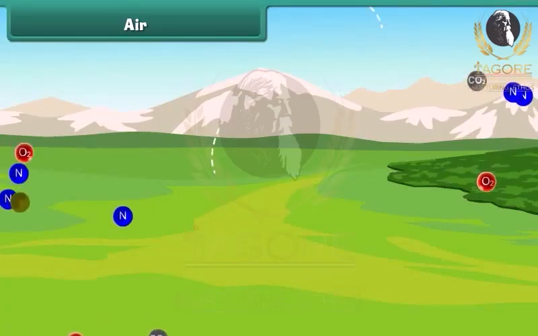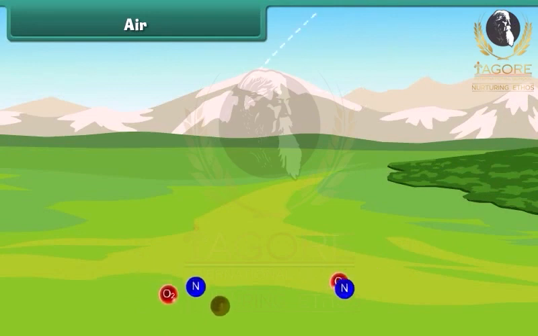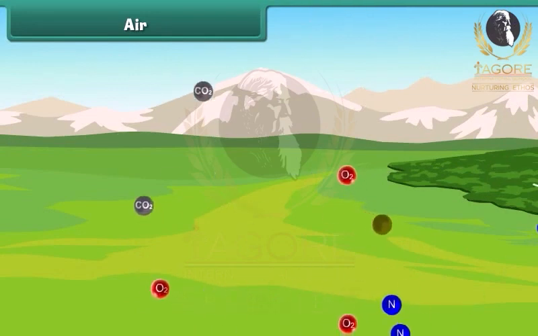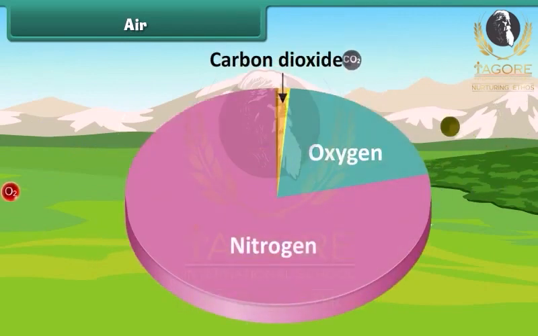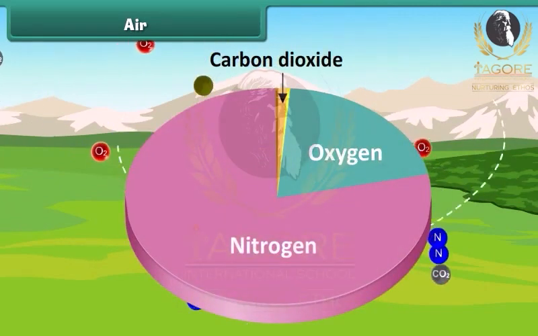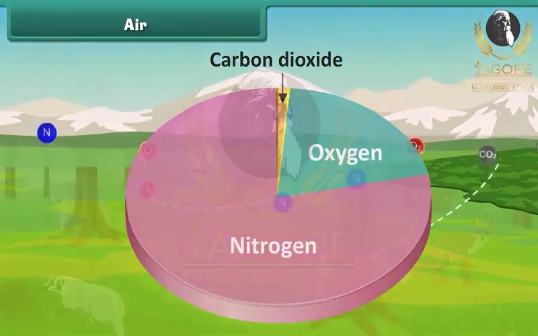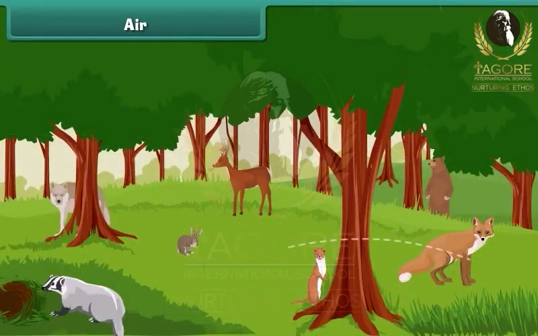Air. Air is another important natural resource. Air is the mixture of gases. It consists mainly of nitrogen, oxygen, and carbon dioxide. Oxygen is essential for the survival of all living things.